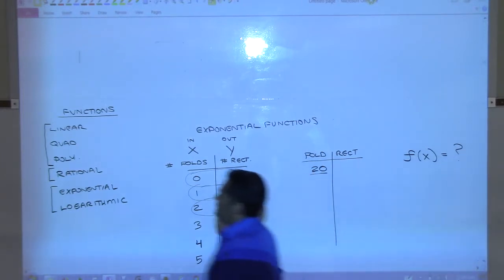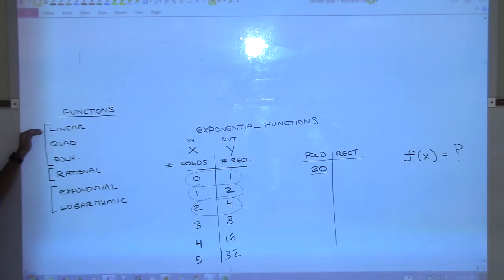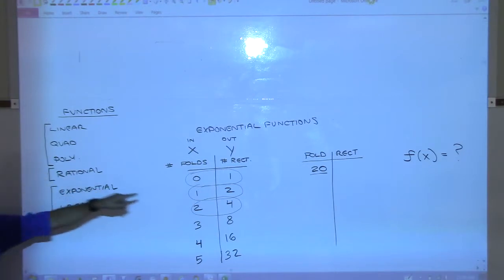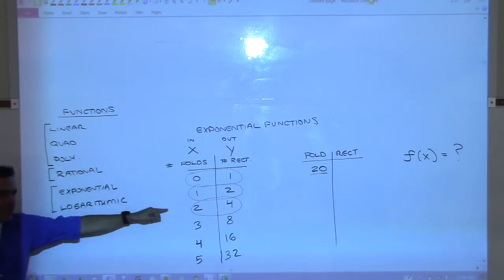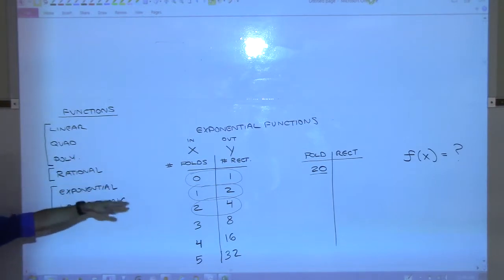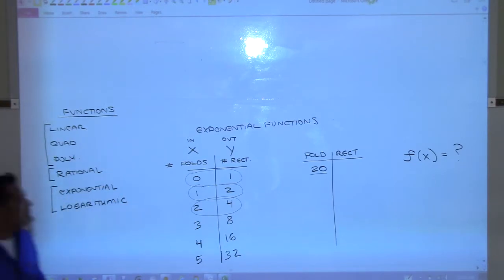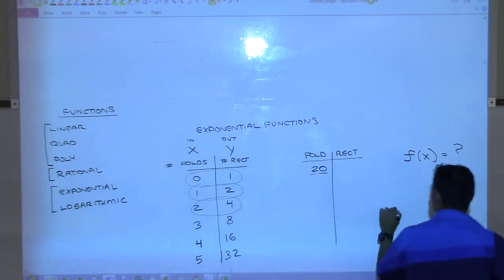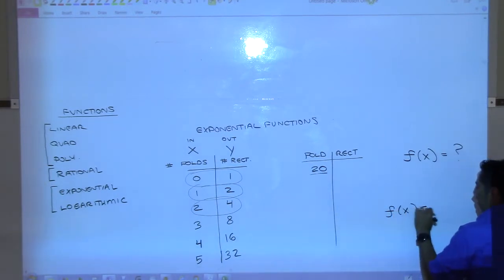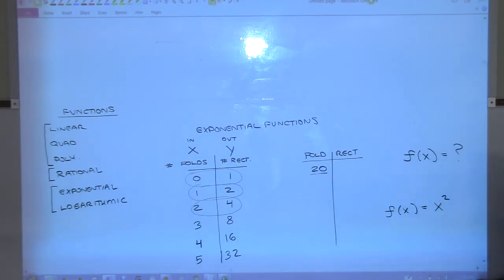And if we try and do it with a linear function or a quadratic or a polynomial or a rational, it won't work. There is no rational function that behaves this way. There's no polynomial function that behaves this way. There's no quadratic function that behaves this way. I mean, you could try something like this. Maybe you think it's x squared. I don't know. I'm just throwing something out there.